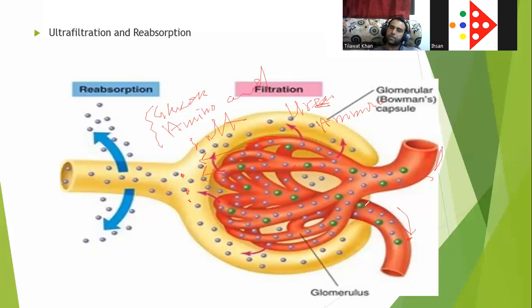And second, you can see the efferent arteriole is small, while this one is large. So definitely more blood is coming in and less is going out, and that creates pressure. So ultrafiltration is the filtration of blood from the glomerulus to the Bowman capsule under high pressure. It's called ultrafiltration.